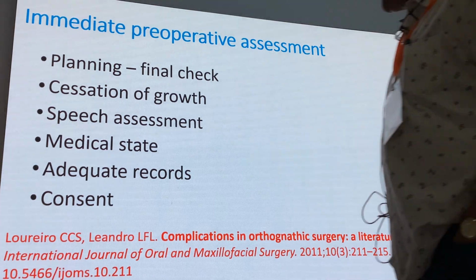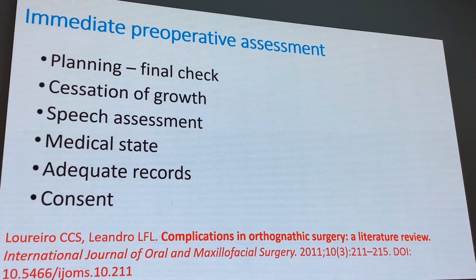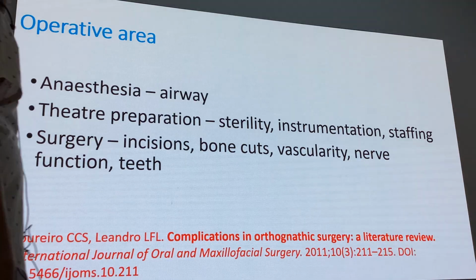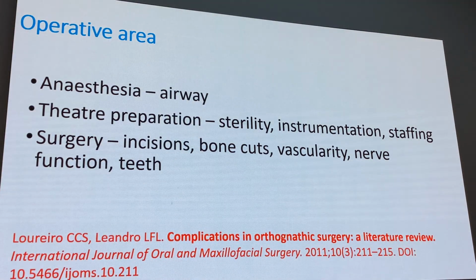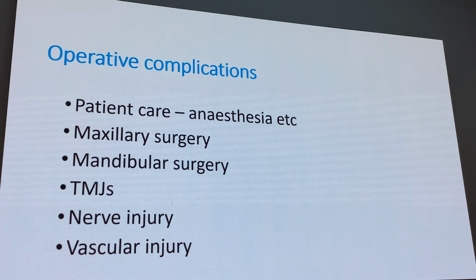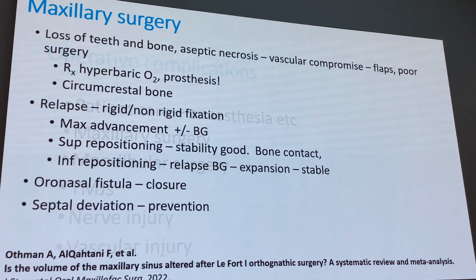Okay. Right. Speech assessment, medical state, the pre-existing diseases we have to look at, and then accurate record and consent. Consent is most important. You agree? In any surgery, consent is important. Anything specific to orthodontic surgery, more important, has to be put down on paper. Operative area, what all do we look for? Anesthesia. We look at the theatre preparation and the surgery, what we need to do. Operative complications are under patient care or anesthesia, maxillary or mandibular, whether it's TMJ, nerve and vascular injuries.